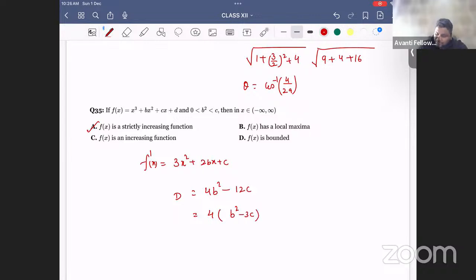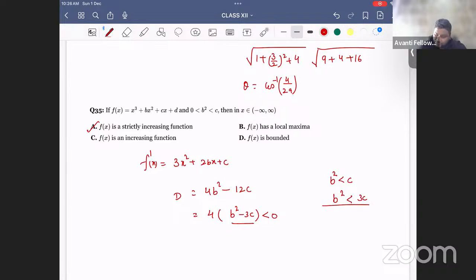Now see, b square is less than c, given to me. So b square is less than c. That means, and both are greater than 0. So if b square is less than c, that means b square is less than 3c. Am I clear? So if it is so, it means the discriminant is less than 0.